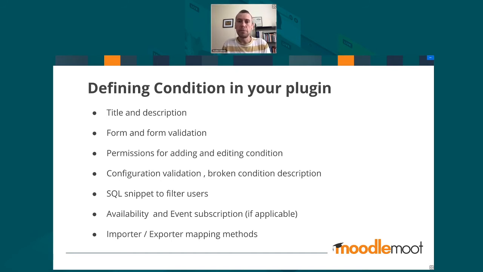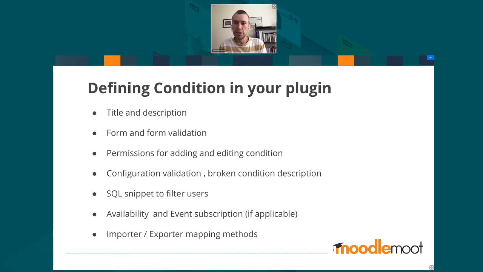Then you provide form and form validation methods, permissions, which is those two capability checks for adding and editing, configuration validation, broken condition description, that's another description method. I'll show it later. It's basically a string to show in case this configuration is not valid anymore. Say course has been deleted, as a plugin developer, you know what happens, so you need to highlight that and show that this condition is broken because course does not exist anymore.